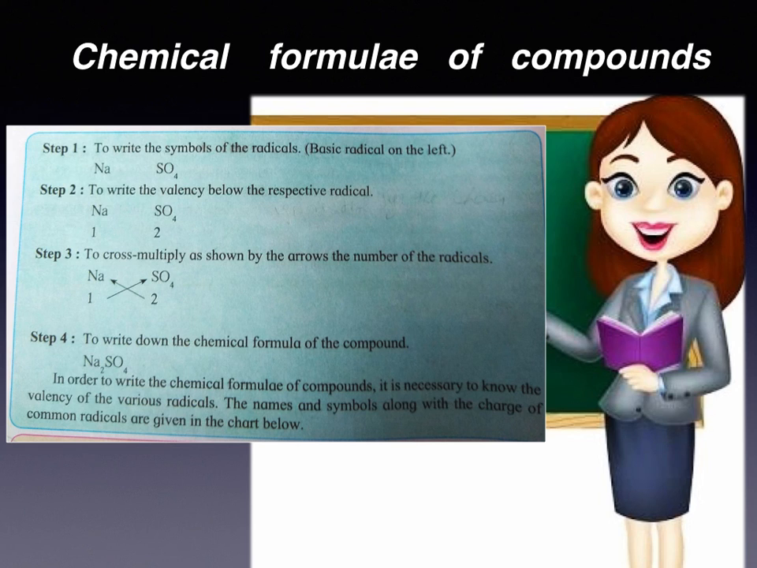Now the third step is you cross multiply with the arrows the numbers of the radicals. So when you cross multiply, you get Na2SO4. So this is the chemical formula of the compound sodium sulfate. In this manner, you can write the chemical formula of each compound. But always remember, to write the chemical formula of a compound, you should know the valency of the various radicals, as you have seen in the previous chart.